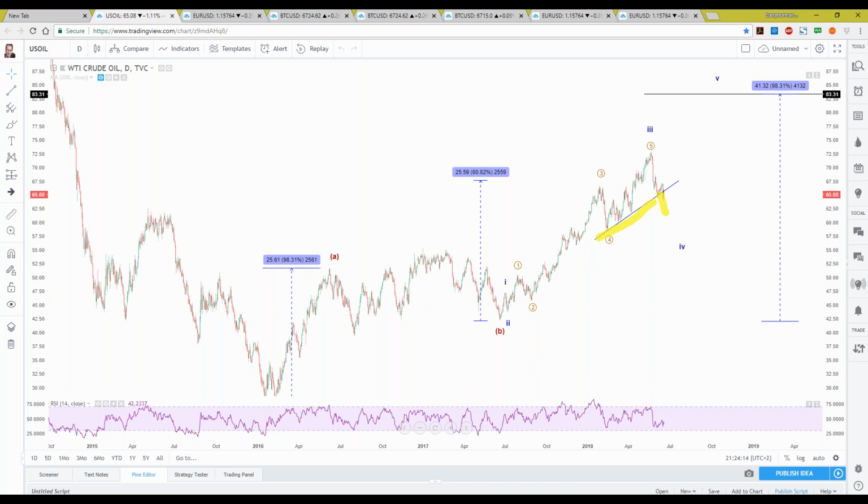So what we can see here on our oil chart is we could have established this trend line. You look for trend lines to start establishing when the markets change direction. So we could have established this trend line here.